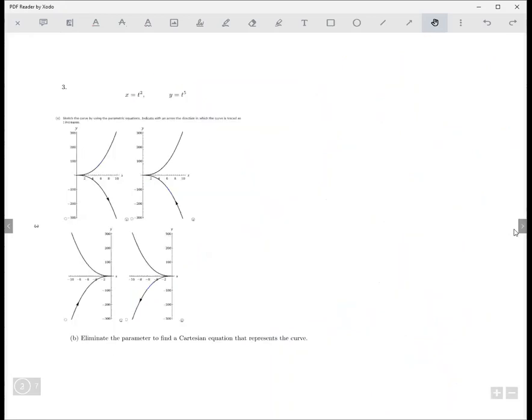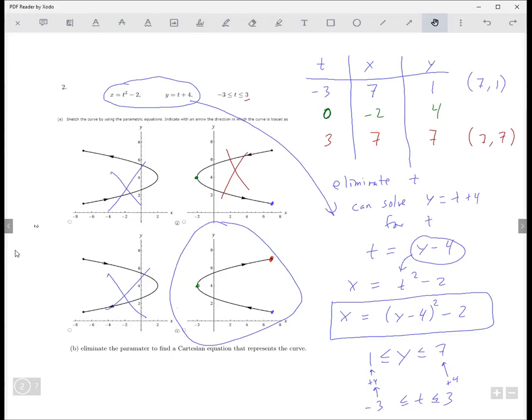Okay, so let's move along to number 3, unless there are any questions. Any questions about anything? Okay, let's move on to number 3.